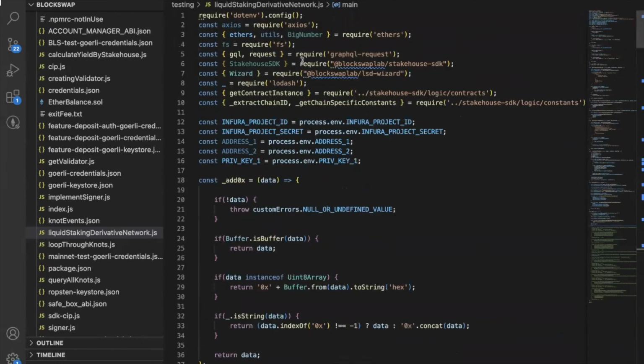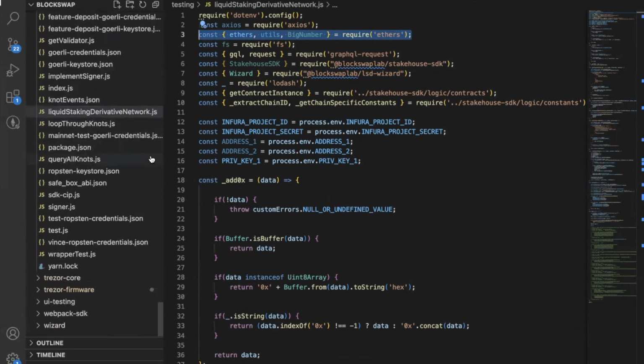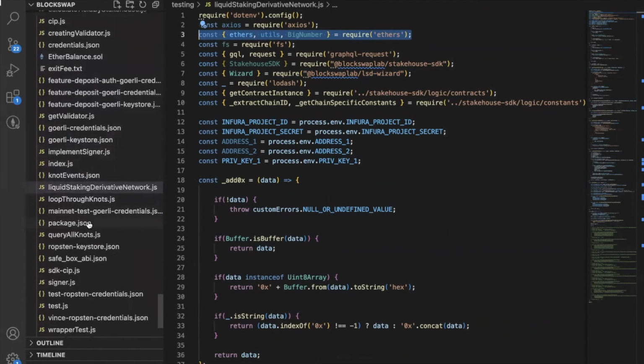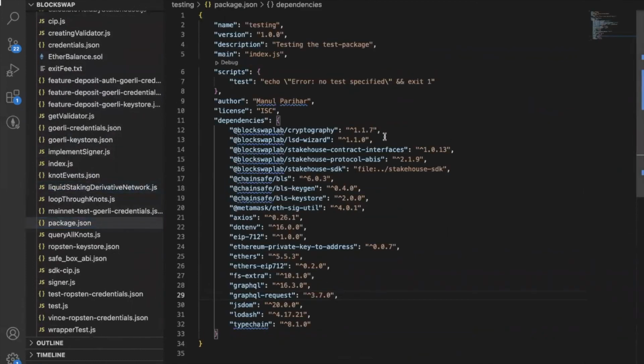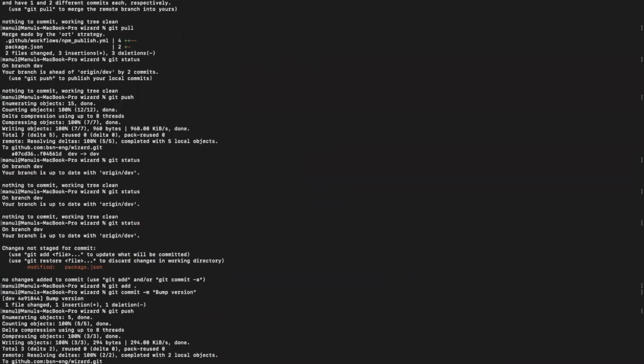And let's see, what all did I need? I needed the Wizard SDK, and the other thing I need is Ethers JS to initialize the signer instance. Let's also check that I have the correct Wizard SDK. I'll check it in the package.json here. LSD Wizard version 1.1, that's good. So fingers crossed, let's do it.